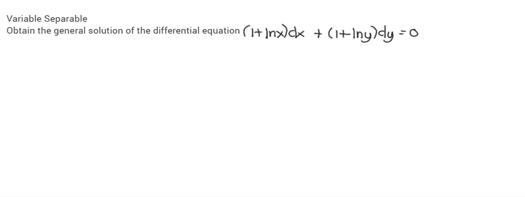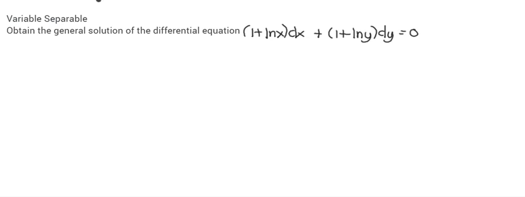So let's proceed with the next example. We want to obtain the general solution of the differential equation 1 plus ln of x dx plus 1 plus ln of y dy is equal to 0. As you can notice, the variables are already grouped together, so we can directly proceed to the integration part.